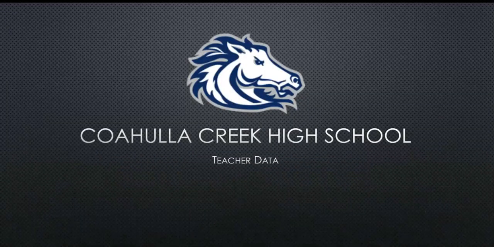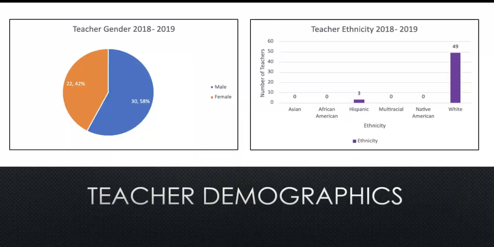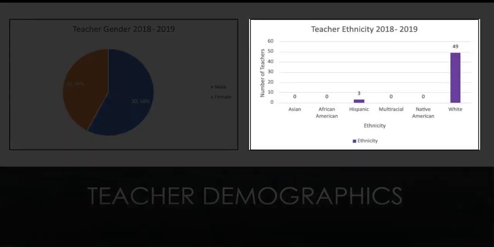Next, we're going to look at some teacher data. There are a total of 52 teachers at Coahulla Creek High School for the 2018-2019 school year. The pie chart shows that I've broken it up between professional and provisional certificates. 94% or 49 of the 52 teachers had a professional certificate, and 3 or 6% of the teachers had a provisional certificate. The teachers at Coahulla Creek, approximately 30 or 58%, are male, and 22 or 42% are female. And then we see the teacher ethnicity over here to the right. We have 3 Hispanic teachers and 49 white teachers.